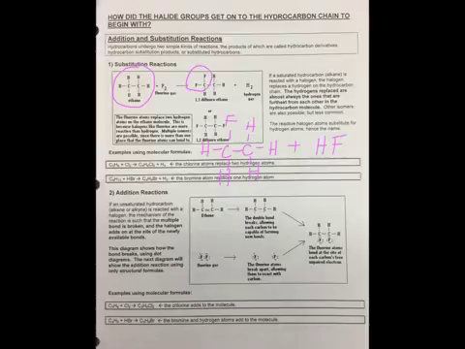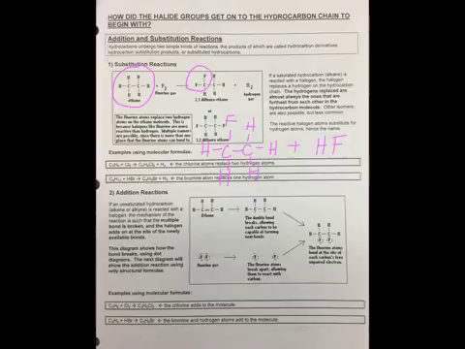In an addition reaction, it sounds exactly like what we're talking about. In an addition reaction, we simply add everything. And in order to do an addition reaction, you have to start with either a double or a triple bond. Because what you're going to do is take that double bond and break it, and make it all single bonds.